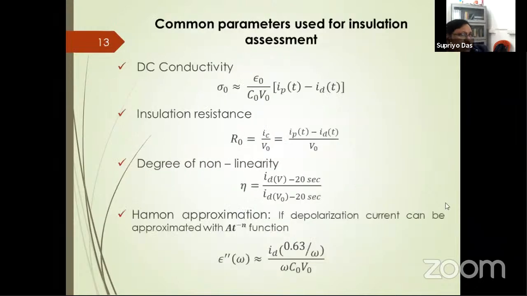But there are some other common parameters based on this measurement. One is the conductivity. Definitely we can find out insulation resistance, because if any material gets aged, that means its insulation strength is reduced or its conductivity is increased. So it is a very common parameter we can use for assessment of the dielectric.